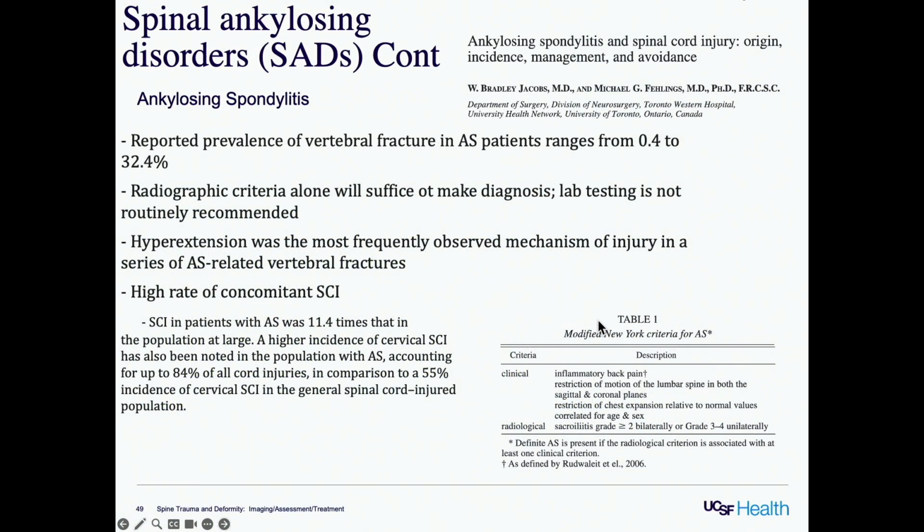In general, for ankylosing spondylitis, in terms of prevalence, vertebral fractures for that specific population is high. You only have to make the diagnosis by radiographic criteria now. We don't have to send for the HLA-B27 lab reports. Hyperextension injuries are the most frequent mechanism of injury for these fractures, and they do have a high rate of spinal cord injury.